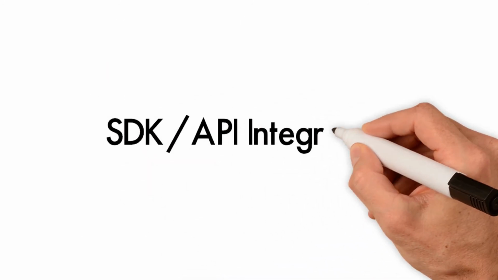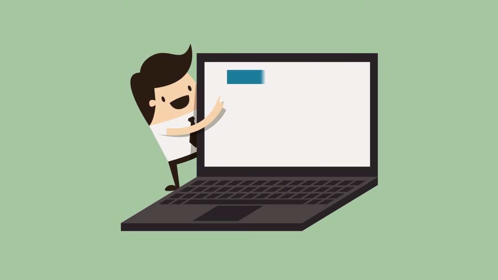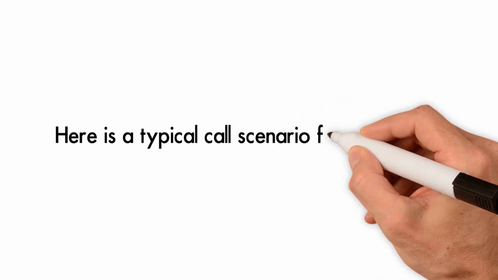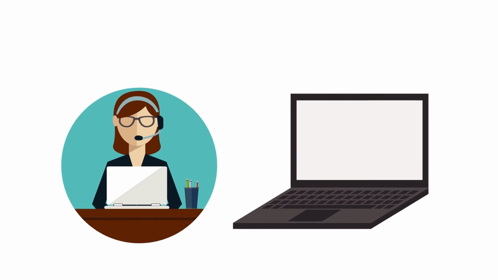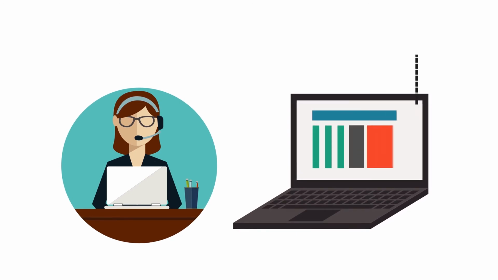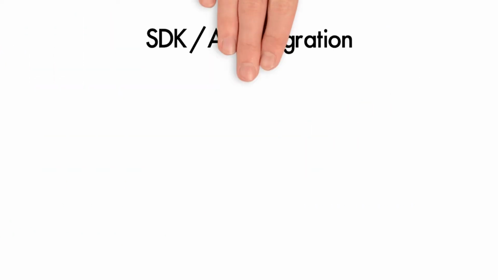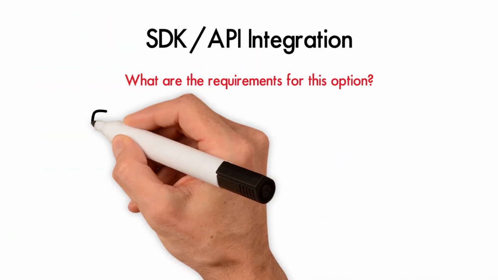SDK API integration. Third-party database engineers can integrate with the recording system to stop and start recording commands direct from an external application. Here is a typical call scenario for this option. An agent answers a call and takes the payment as per normal within a CRM database application. The system will automatically stop and start recording without any intervention from the agent. What are the requirements for this option?